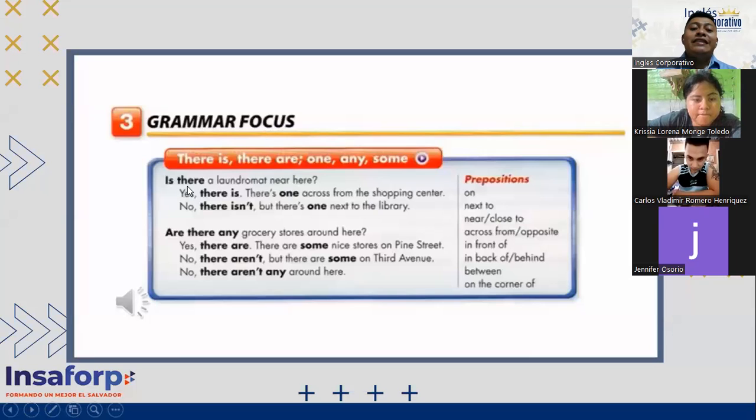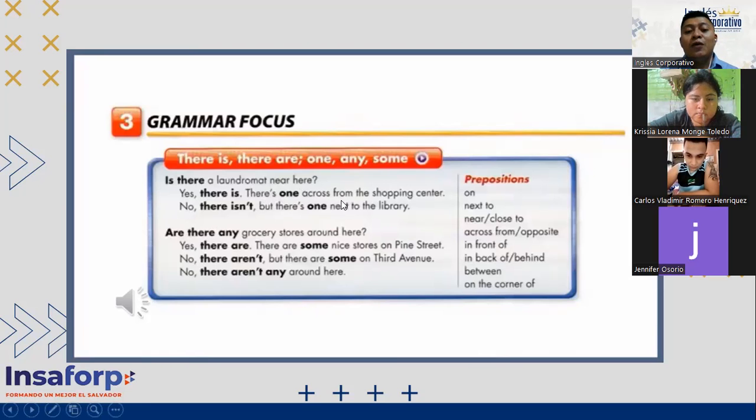So is there is the question, right? Is there a laundromat near here? We are asking just for one place. Is there a laundromat? Just one. Then the answer is yes, there is, or no, there isn't is the other option. Is there a supermarket near to your neighborhood? Then you say, yes, there is. No, there isn't. Now you have to get more information. Say, yes, there is. There's one across from the shopping center. So we use across from, right? A preposition of place to help the other people to find this place.